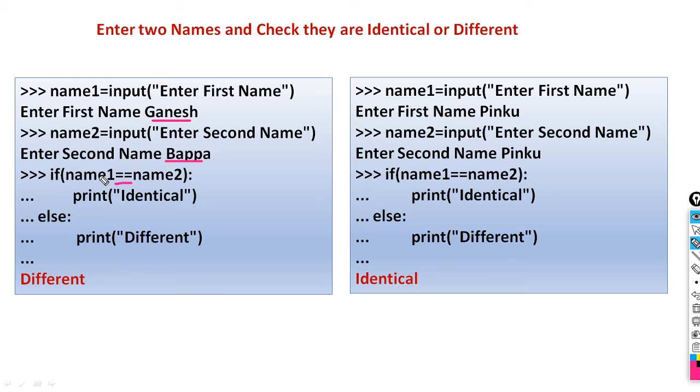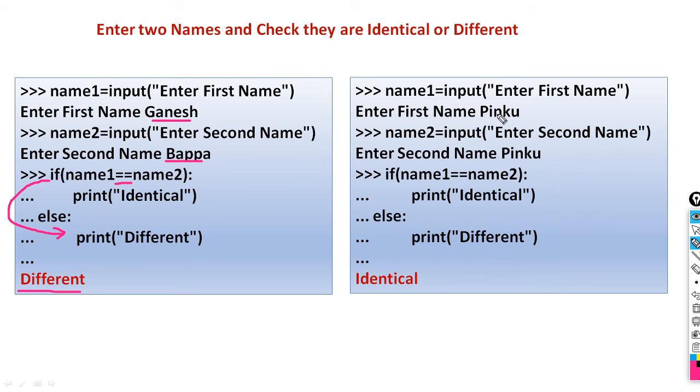So here the input is Ganesh and Bappa, so these strings are not identical. These two strings are different. So this condition remains false. So it will take control to the else part and execute the statement print different, and you will get the output as different. So we can use the comparison operator for the string data type also.